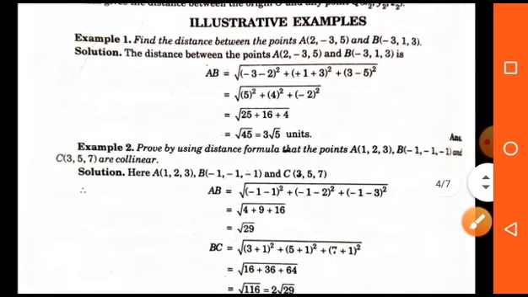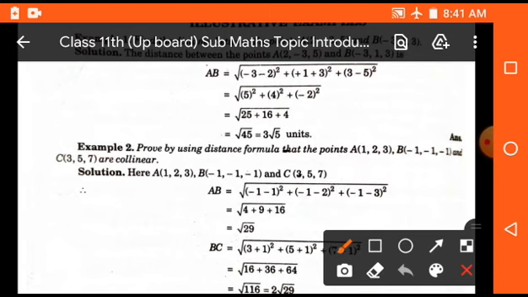Now see another example. The example says prove, by using the distance formula, that the points A (1, 2, 3), B (-1, -1, -1) and C (3, 5, 7) are collinear. Here we have to show that these points are collinear. It is a most important question. Collinear means in the same line. If three points lie in the same line, then they are said to be collinear points. So here we have to find the distance between these points in continuation.